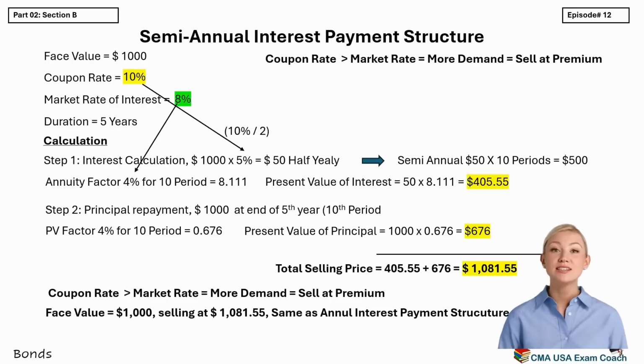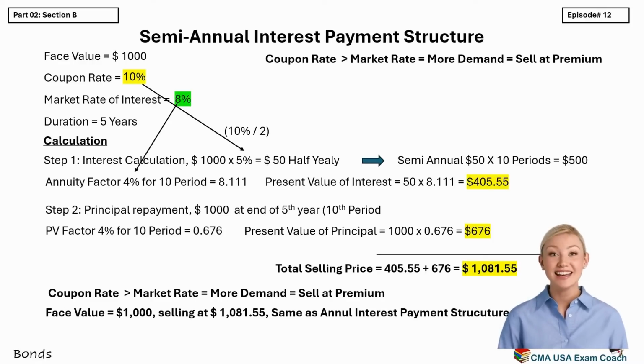The numbers shown in the present value and annuity tables do not always represent years. They actually represent periods. These periods can be defined as weeks, months, quarters, semi-annual intervals, or years, depending on how frequently the interest is paid. So in this case, even though the bond duration is 5 years, we are looking at 10 periods because of semi-annual payments. This is a very common area of confusion, so keep that in mind when you're using present value tables during the exam. Even though one bond pays annually and the other semi-annually, the selling price remains the same, approximately $1,080, which is above face value. That means in both cases, the bond is sold at a premium.